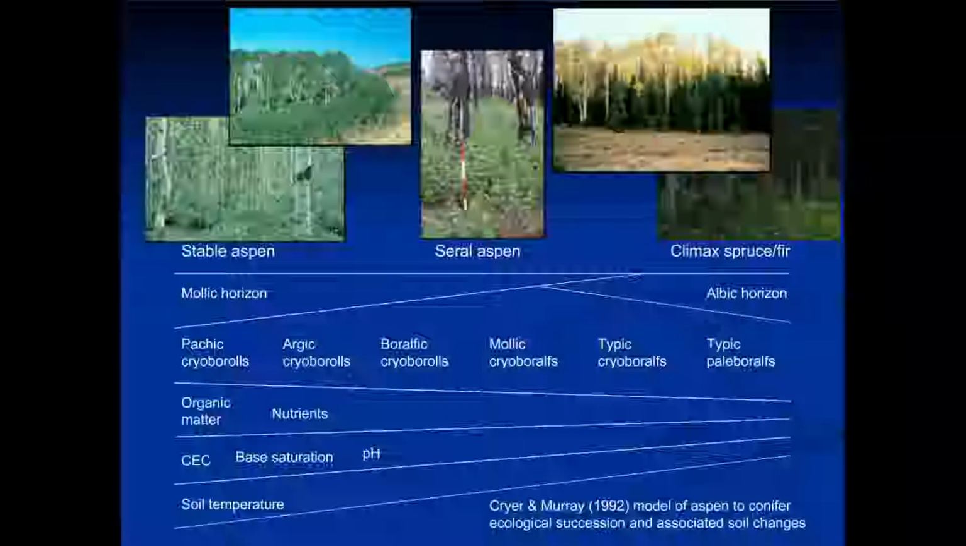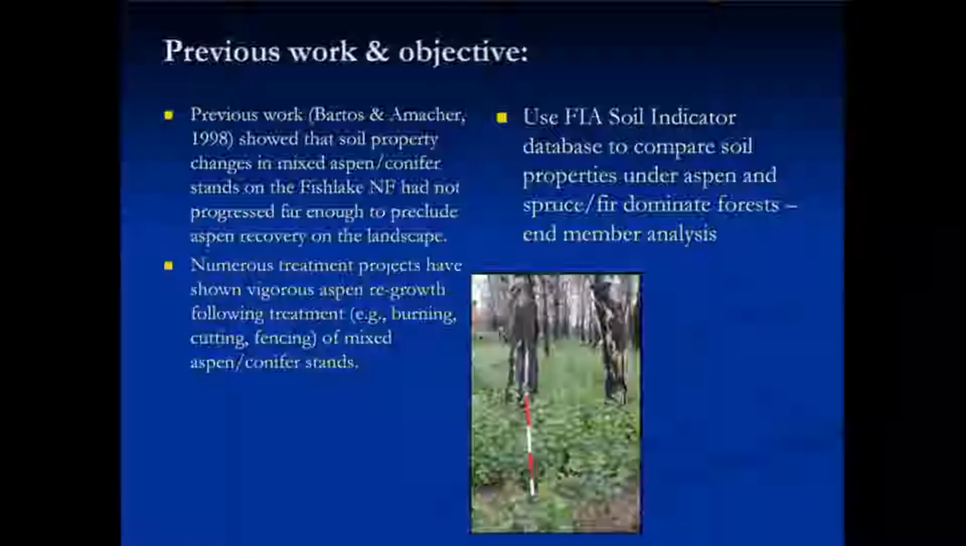So this is the overall Cryer-Murray model. We were very intrigued by that. So we did some work about a decade ago on the Fish Lake National Forest and showed that the mixed aspen conifer stands down there had not progressed too far that you could preclude aspen recovery on the landscape. And indeed, numerous treatment projects down there and on other national forests and elsewhere have shown vigorous aspen regrowth following various treatments of mixed aspen conifer stands. But that still begs the question, what happens if you have dominant spruce fir long enough?